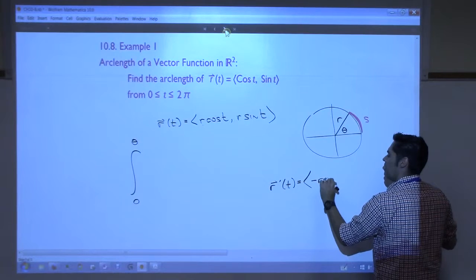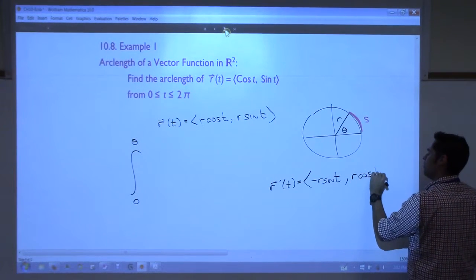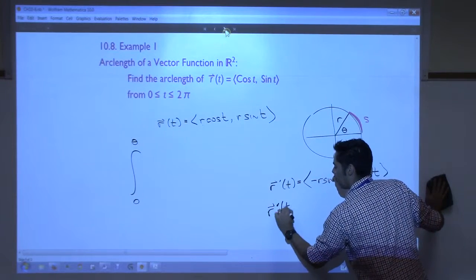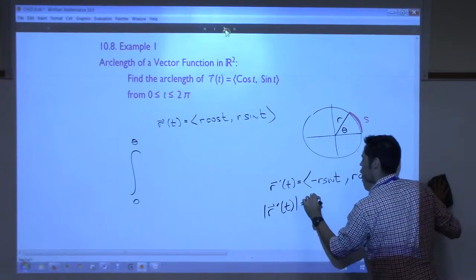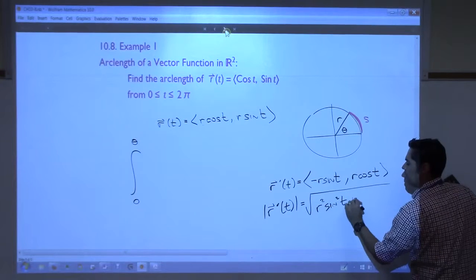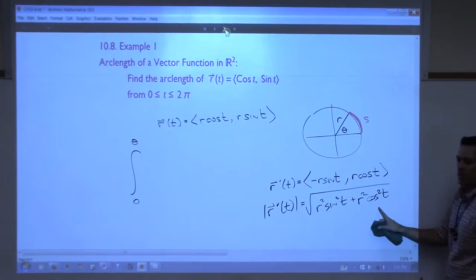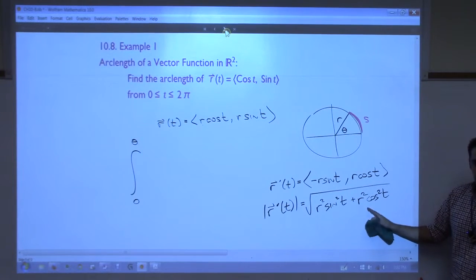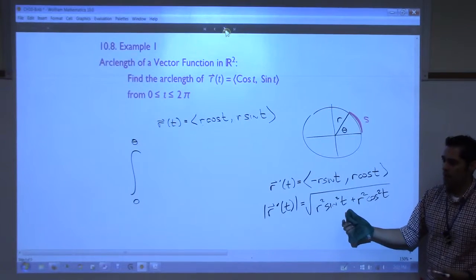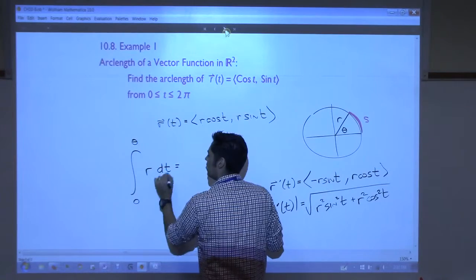Negative r sine t, right? And then r cosine t. What's the magnitude of that? Square root of r squared sine squared t plus r squared cosine squared t. What can you factor out of both of these? R squared, and then you get the 1 to come out. Square root of r squared, r. You would just get r, wouldn't you? dt. What's the antiderivative of r?